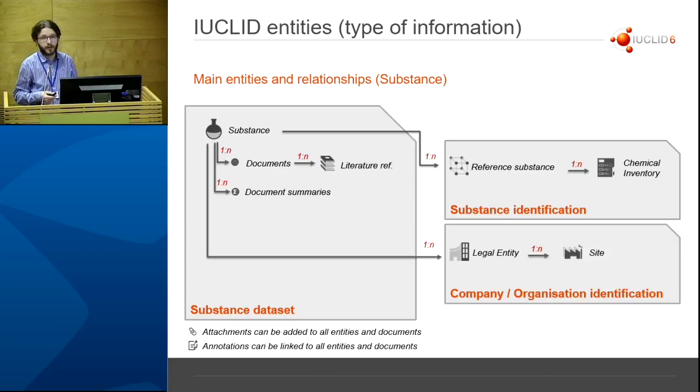Then there are other things that are there to help, for example, reporting substance identity information. It's called the reference substance and the chemical inventories. You have other elements that are there to manage company and legal entity information. It's called the legal entity and the sites. And then on top of that, you can always link any kind of attachments, files, and also add comments on the data you insert in the database.